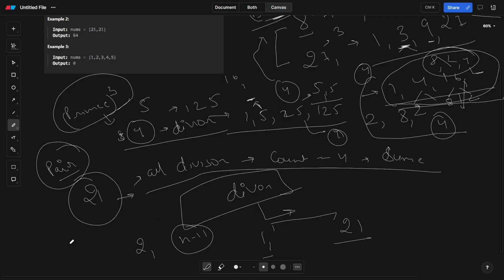If it is a square, let's suppose 4, the divisors are 1, 2 and 4, because 2 squared is 4. So if it is not a square, divisors always come in pairs. So I do not need to check half, I do not need to check the full range. I can go up to the square root of n, or you can say the square root of 21, rather than going through all the numbers.